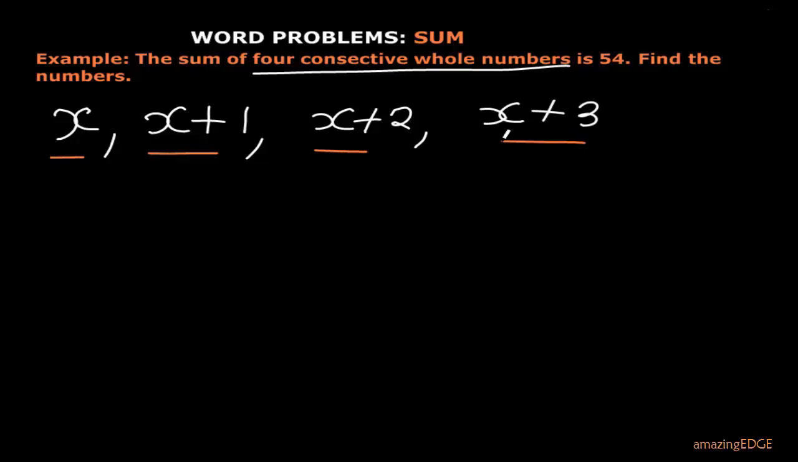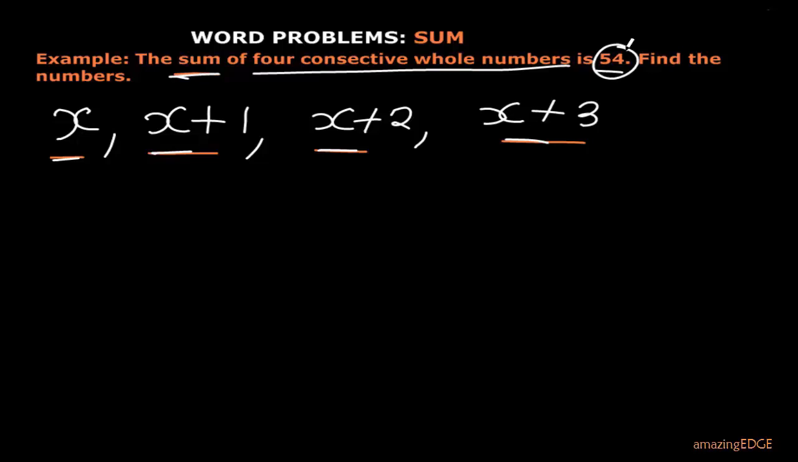Now, the question says that the sum gave us 54. And what do we mean by sum? What we mean by the sum is that when we add up this, this, and this, you are going to get 54. Because 54 is the sum, which means the answer you get after addition.